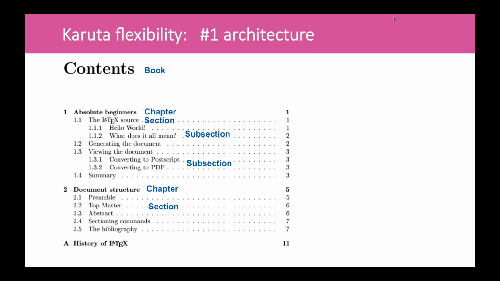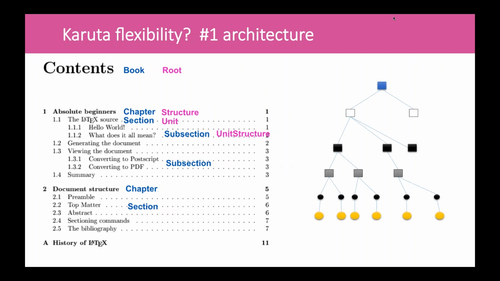A book would have chapters and sections and subsections, and these correspond to the root, the structures, the units, and the unit structures of Karuta. So here we see the root, the structures, the unit structures, and the resources. It is this very tree structure that makes Karuta so flexible to be used for many different purposes and to have content in Karuta repurposed for other purposes.